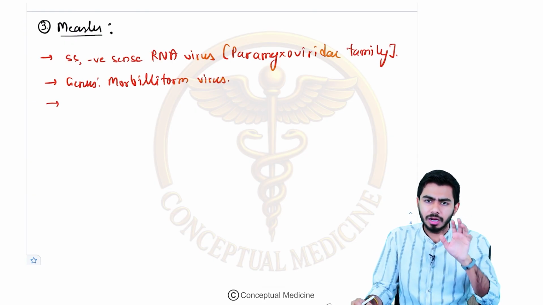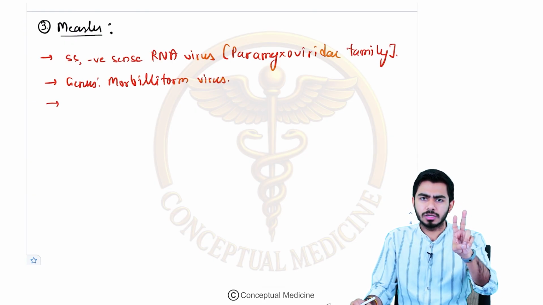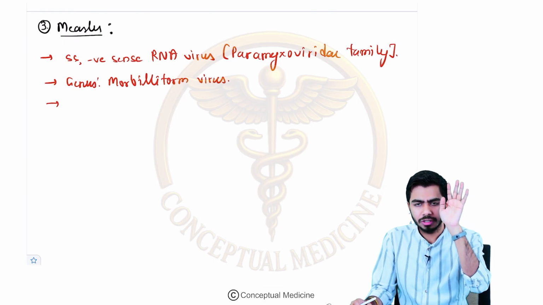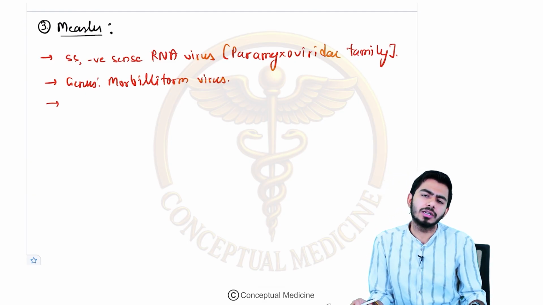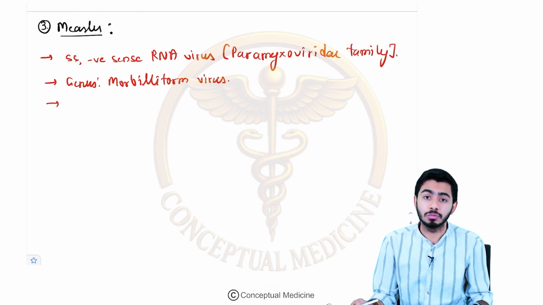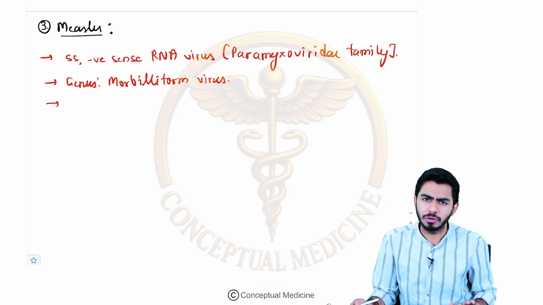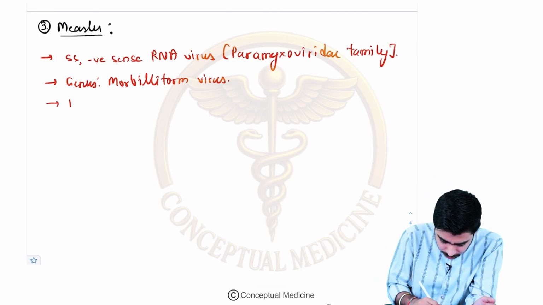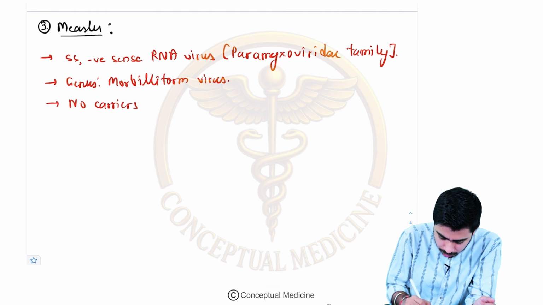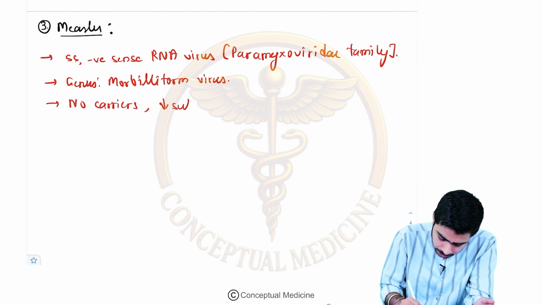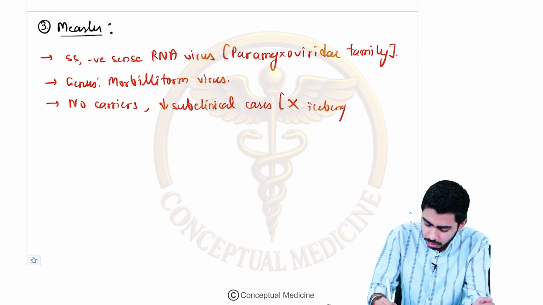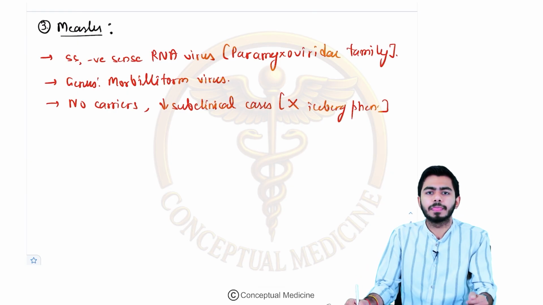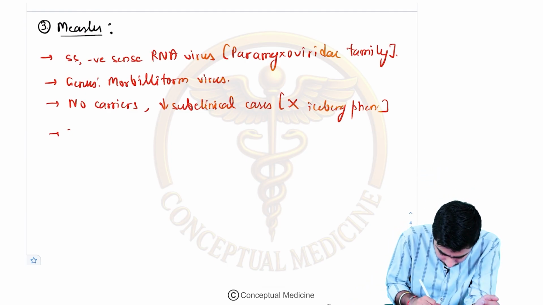Okay, so guys, over there I told you that measles, tetanus and rabies are not showing the iceberg phenomenon. Here I am talking about measles, and this particular measles virus is not showing the iceberg phenomenon because very few subclinical cases are found in the community. There are no carriers and very few subclinical cases, so it does not show the iceberg phenomenon, right guys?